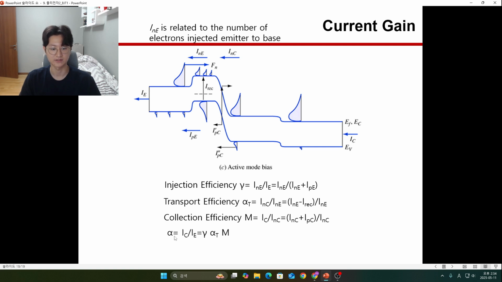And finally we define this current gain alpha as the product of these three variables: gamma, alpha T, and M.